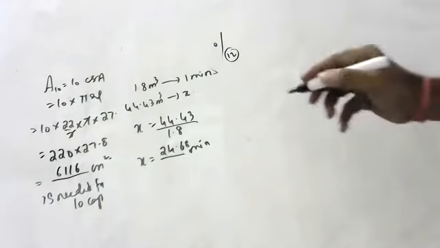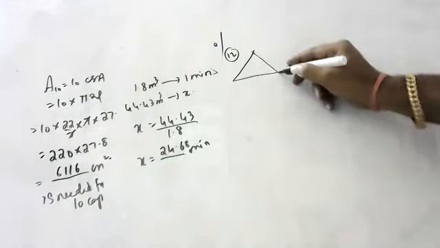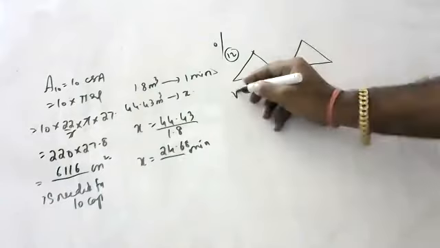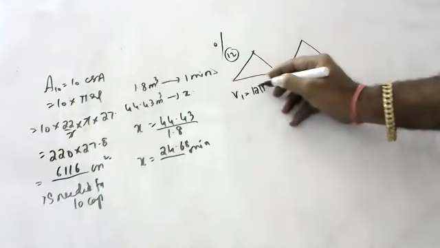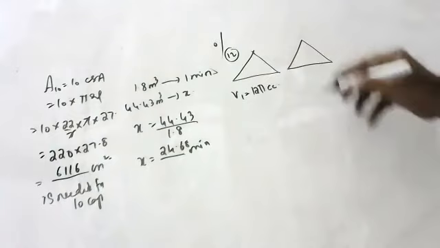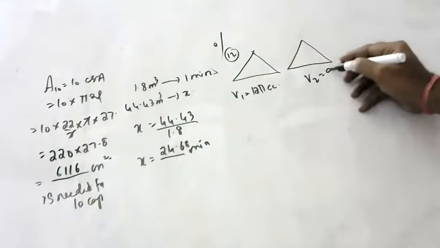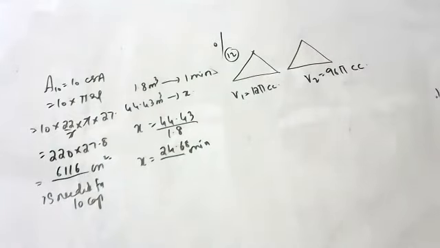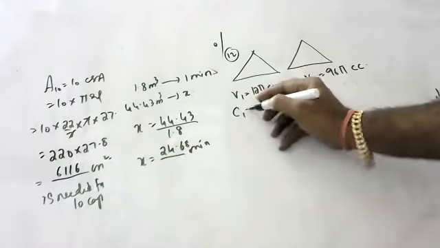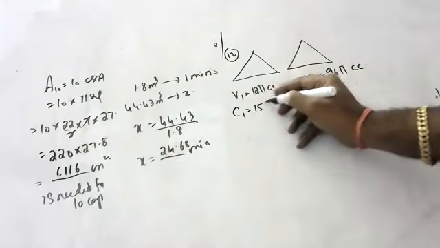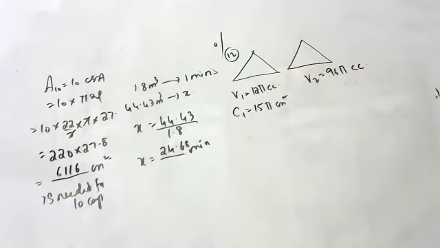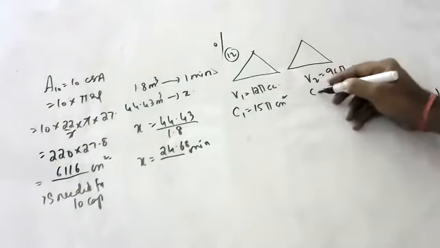Two similar cones have volumes. The volume of this cone is 12 pi cc, and the volume of another cone is 96 pi cc. Two similar cones have their volumes in the ratio of 1:8. If the CSA of the smaller cone is 15 pi centimeter square, what is the CSA of the larger cone? That's all.